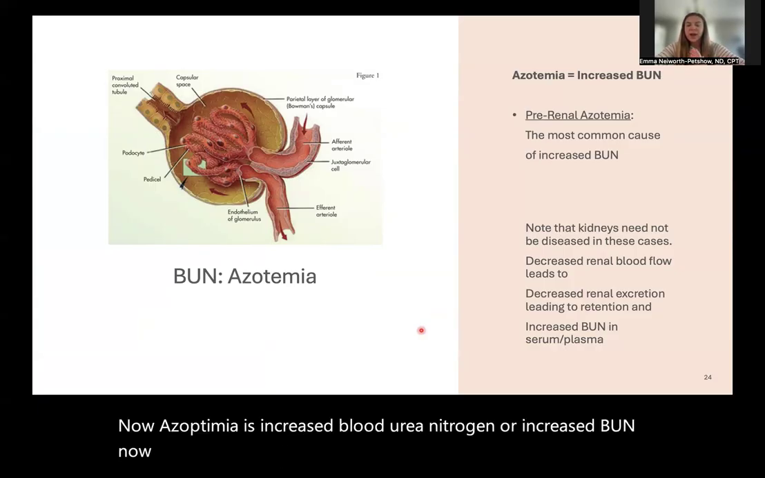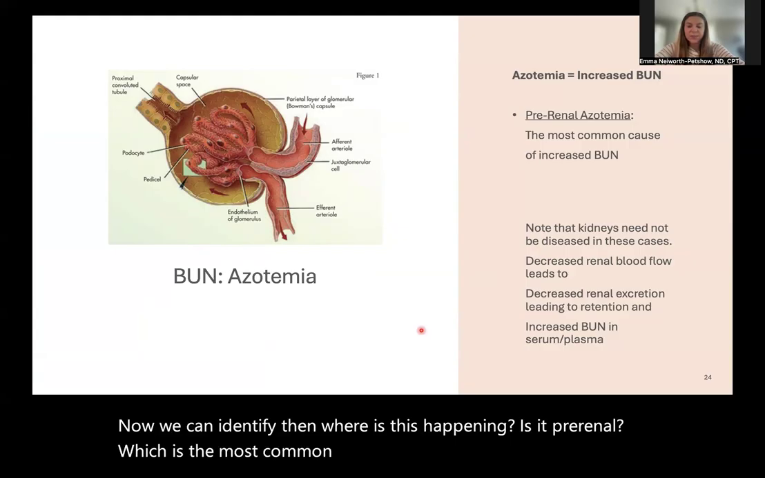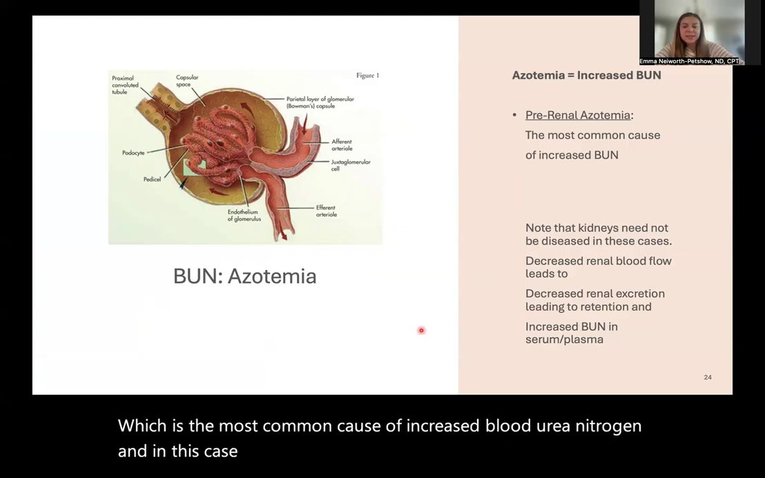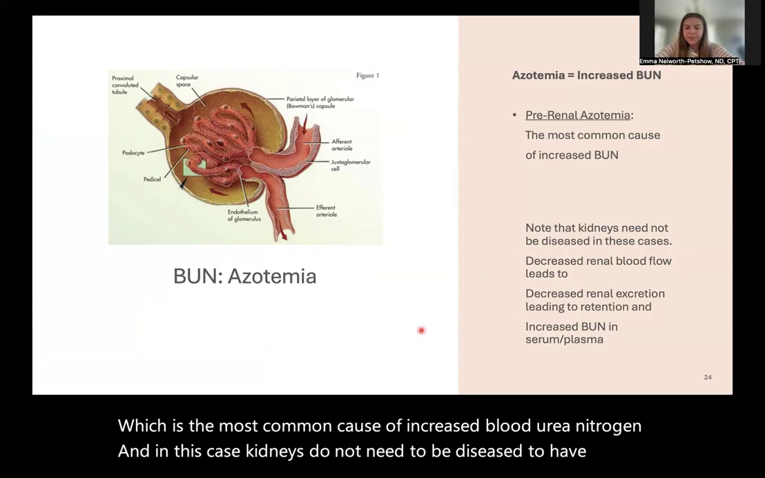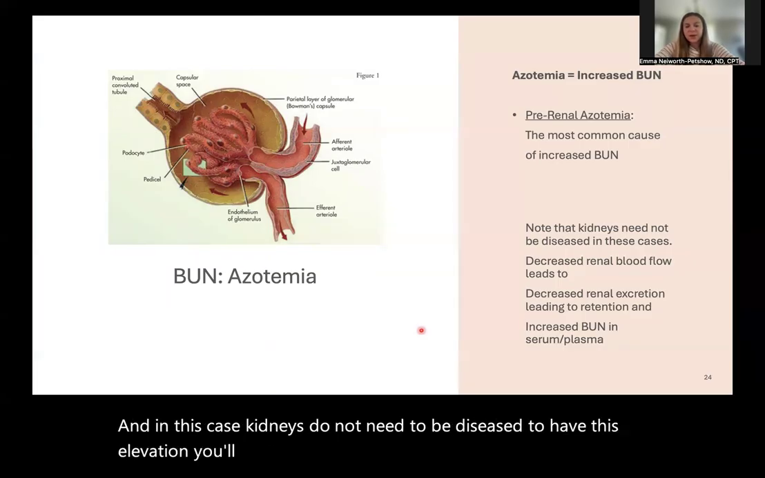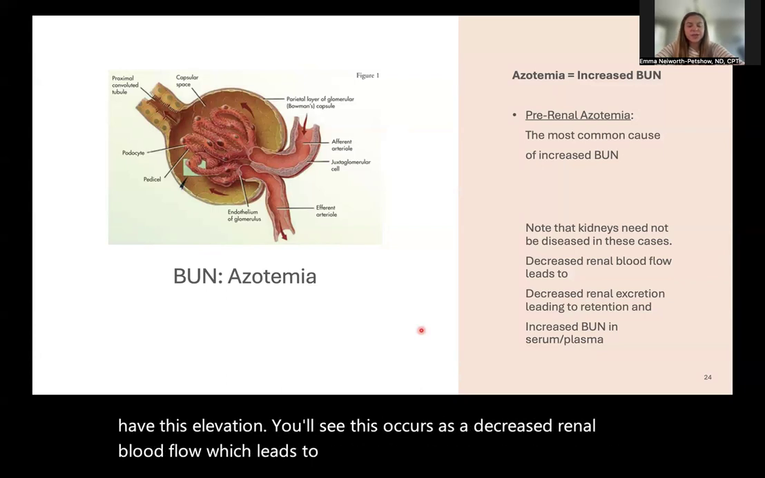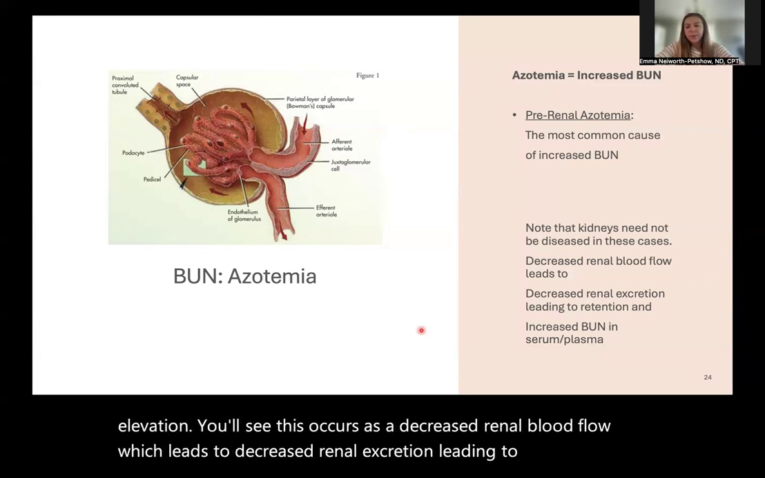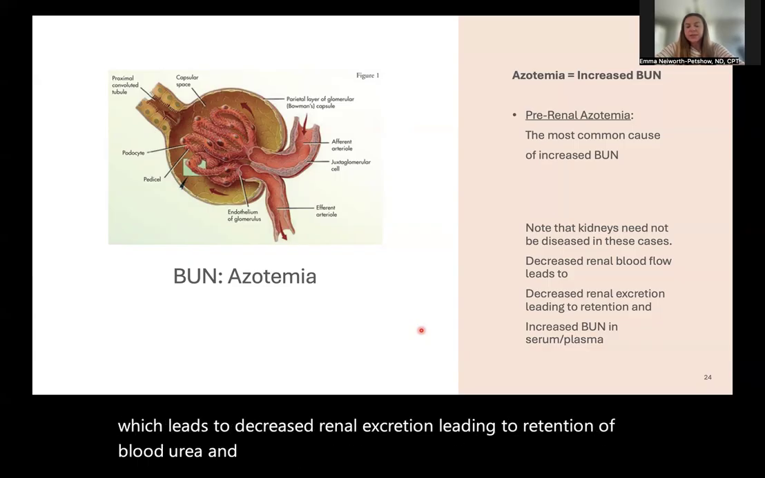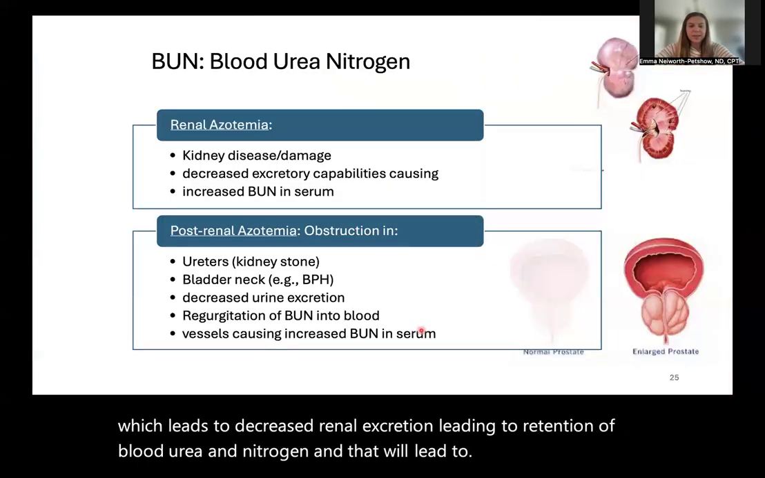Now we can identify then where is this happening? Is it pre-renal, which is the most common cause of increased blood urea nitrogen? And in this case, kidneys do not need to be diseased to have this elevation. You'll see this occurs as a decreased renal blood flow, which leads to decreased renal excretion, leading to retention of blood urea nitrogen, and that will lead to an increase in the serum and the plasma.